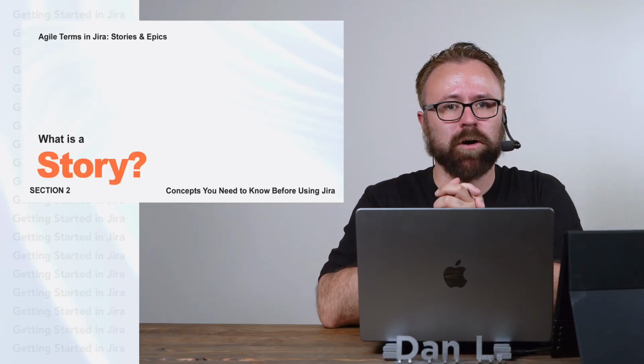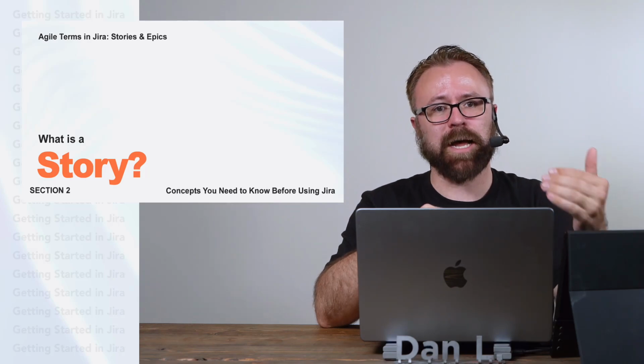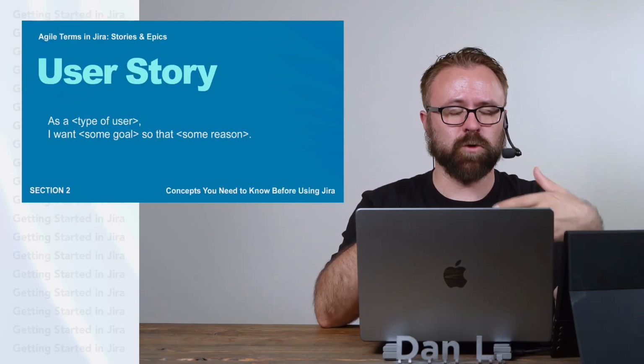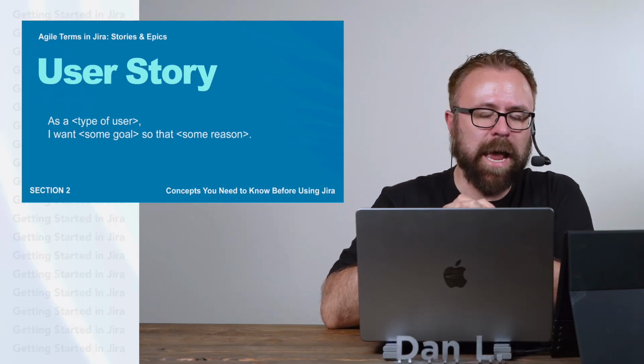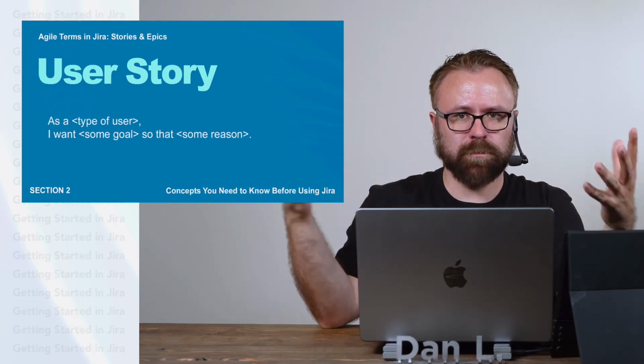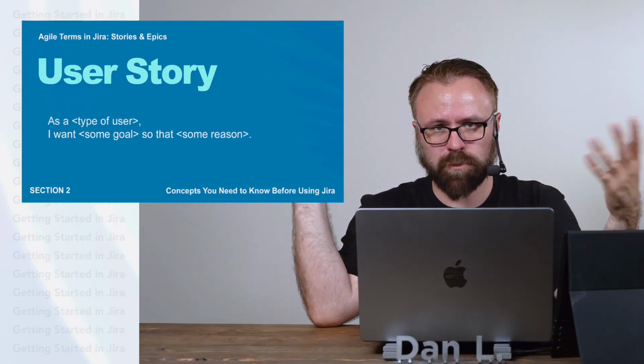So let's start with stories. What this is referring to is a concept inside of Agile methodology called user stories. So a user story goes like this. As a insert type of user, I want, insert the goal that user wants, so that the reason the user wants that goal. This is why it's called a user story, because in Agile, a user story follows this basic formula for, well, telling a user story.